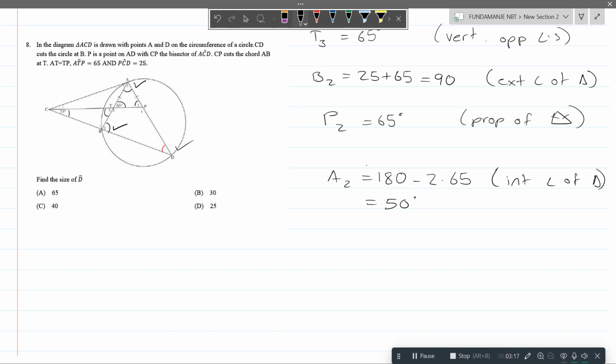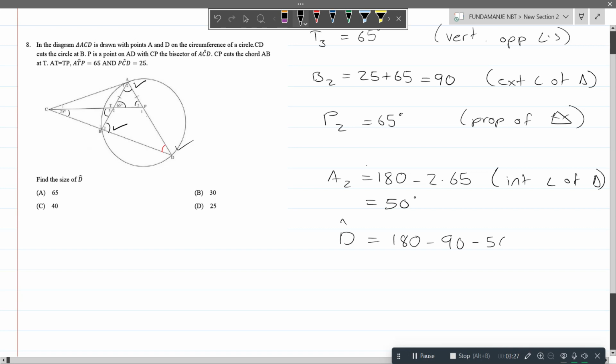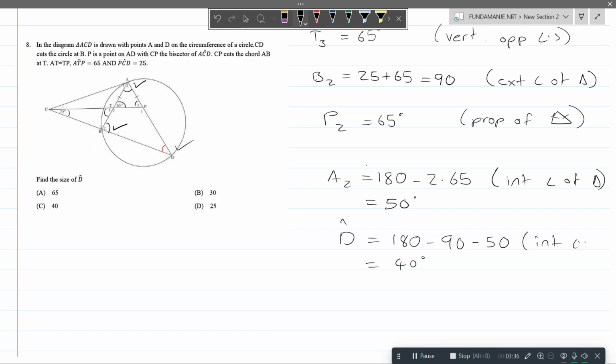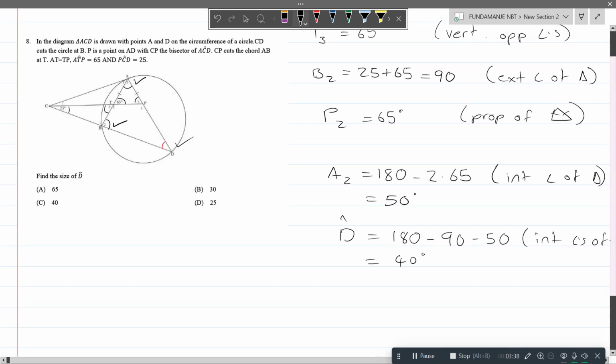So now lastly, we're going to say that D is equal to 180 minus 90 and minus 50, which will be equal to 40 degrees. And this again is also interior angles of a triangle. And our answer here is 40.